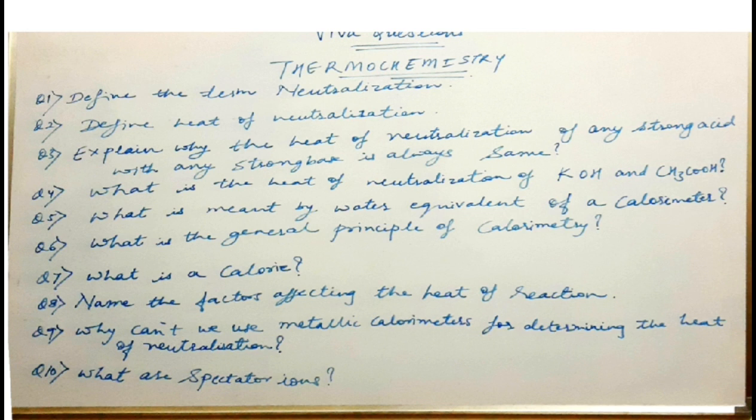The next question is, what are spectator ions? See, often we are talking about heat of neutralization, and we know whenever a neutralization process is involved, H plus ions are present, which come from the acid, and there are OH minus ions, which are part of bases. But except these two ions, all the other ions associated with them are called spectator ions. Is it okay?